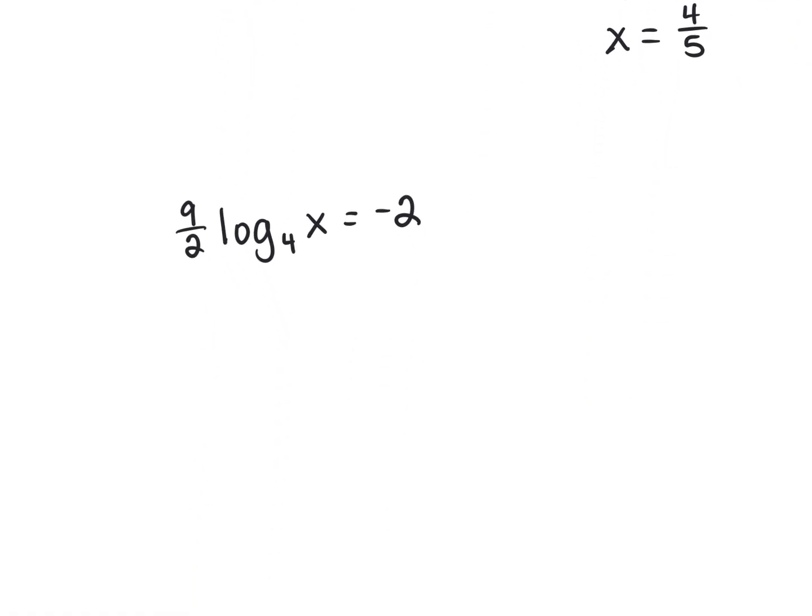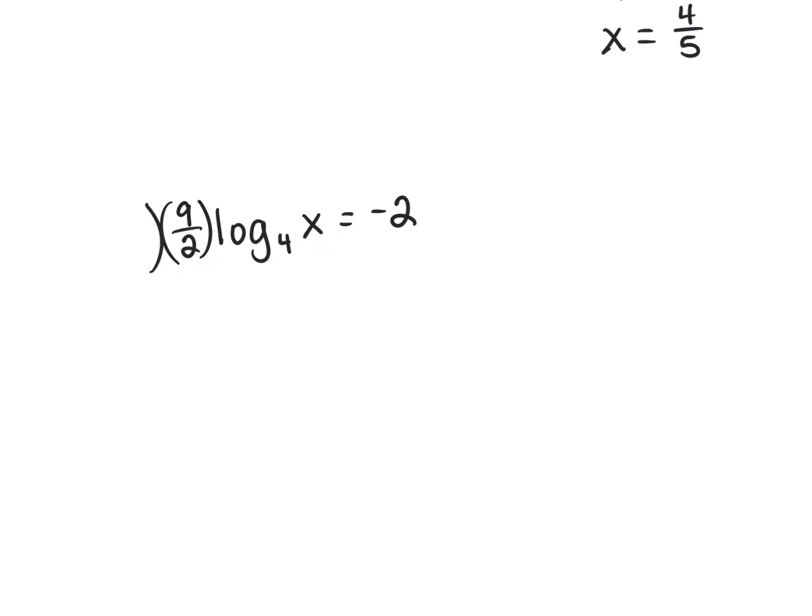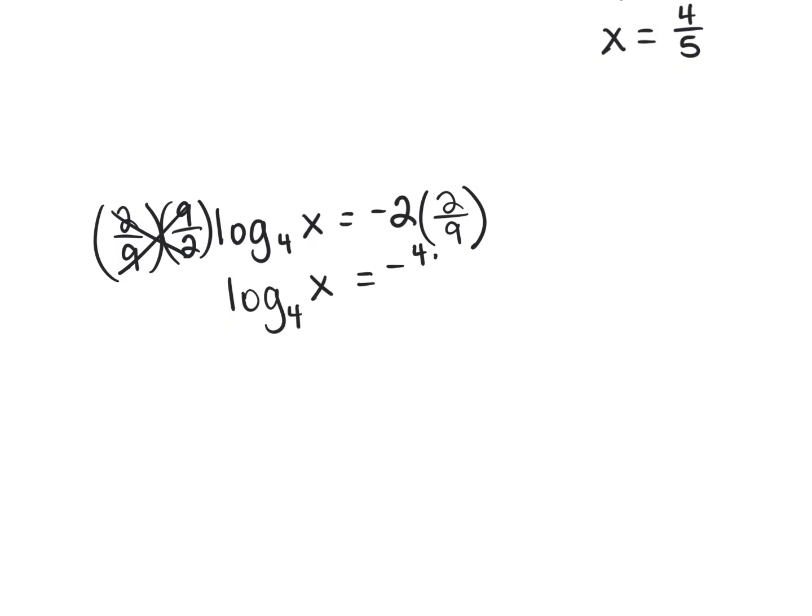So in this next one, it looks a little bit different because we have this front number out here. All right, that's being multiplied. So what we're going to do to get rid of that, since it's a fraction, is to multiply by the reciprocal, which is 2 over 9. So that means those are canceled. This is 2 over 9 over on this side. So that leaves us with log base 4 of x is equal to -4/9.